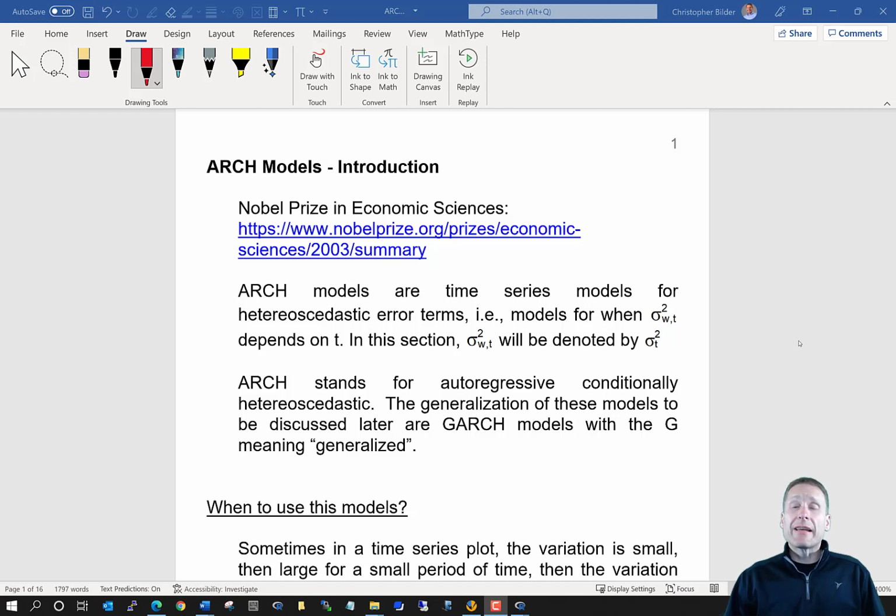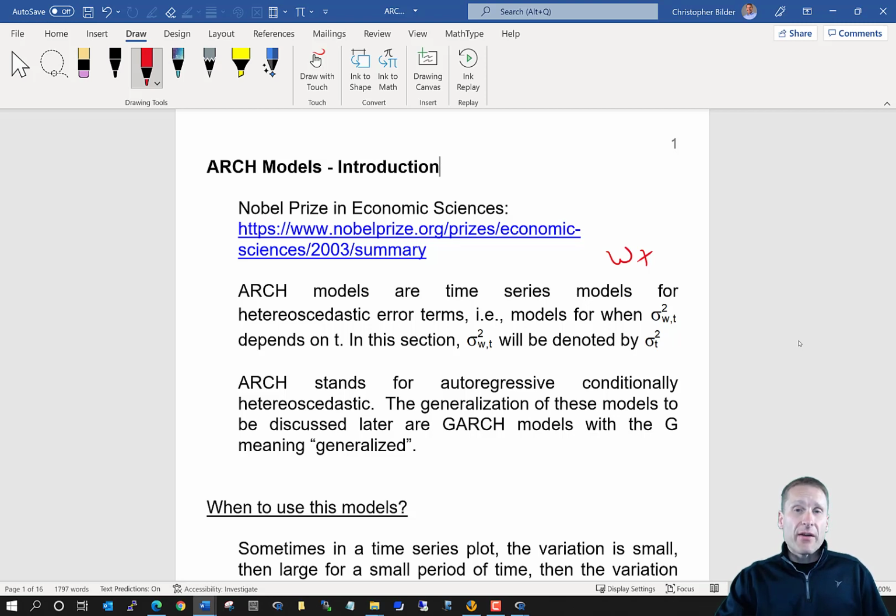Our next topic is ARCH models. ARCH models are used when one has non-stationarity in the variance. And again, what that means is that for our time series model, we have these W sub t's, and they have a variance that's denoted by sigma squared W.